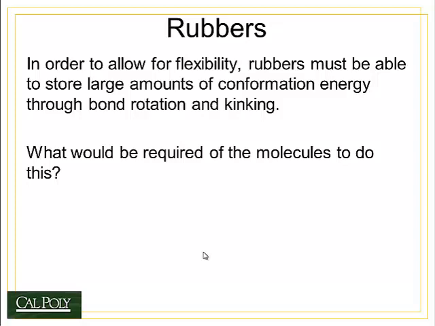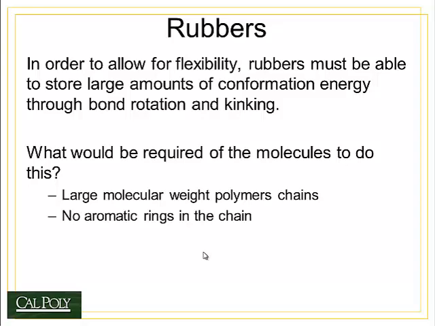Rubbers are a special group of materials. They have what's called a high storage modulus, which allows them to store a lot of energy through bond rotation and kinking of the polymer. Now the question, of course, is what's required of the molecules in order to do this? Well, first of all, the molecular chains have to be very large. They have to be very long in order to have lots of contortion and twisting.